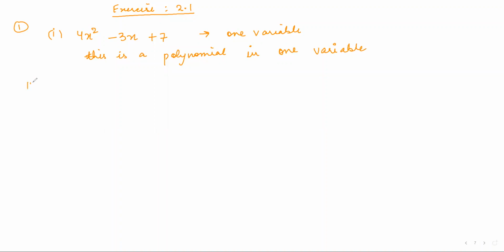Second part, y squared plus under root 2. How many variables are there? One. And what is the power of the variable? 2. Now, one important thing I just forgot here. For example, again I'm coming back to this 2x cubed plus under root 3 x squared minus 6x plus under root 2.